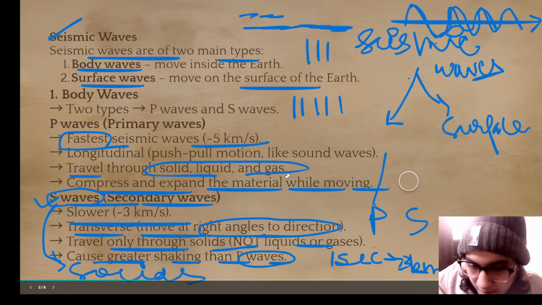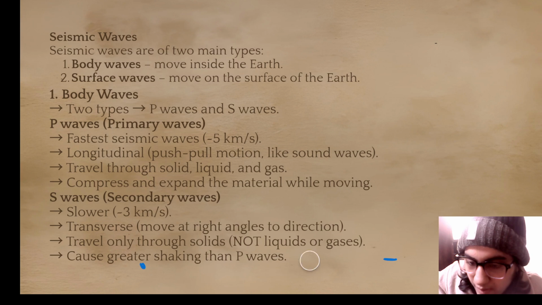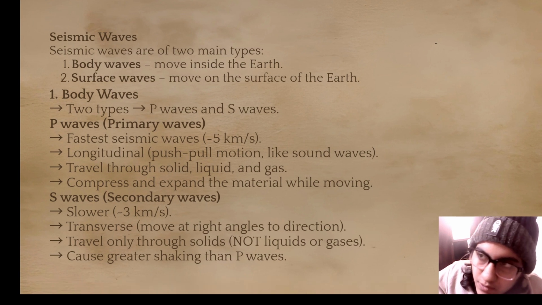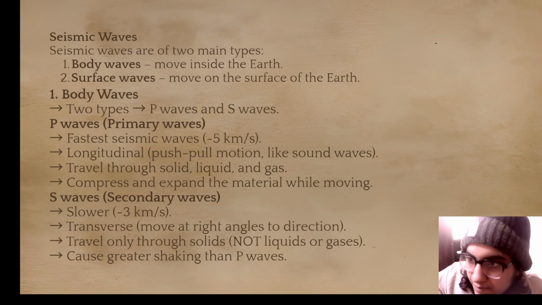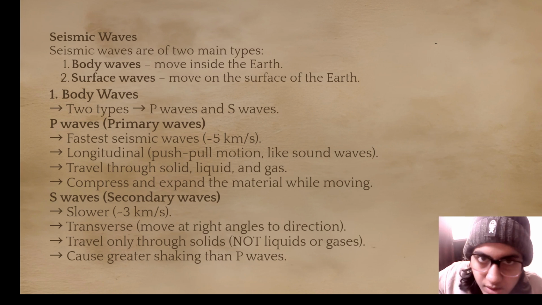So let me summarize this page. We have studied that seismic waves are of two types: body waves and surface waves. Body waves are further divided into two types: P waves and S waves. P waves are fastest and travel like sound waves. S waves travel relatively slower than P waves, and they travel like light waves, in transverse motion.